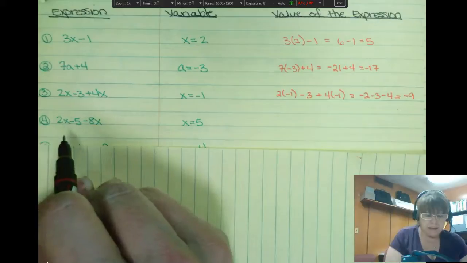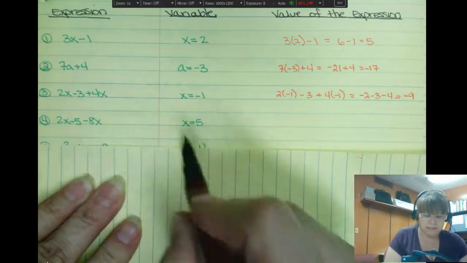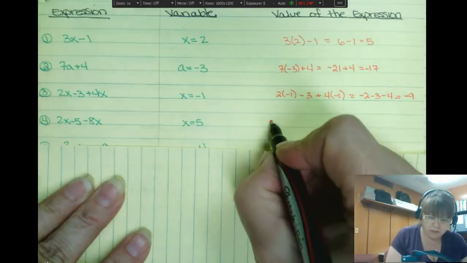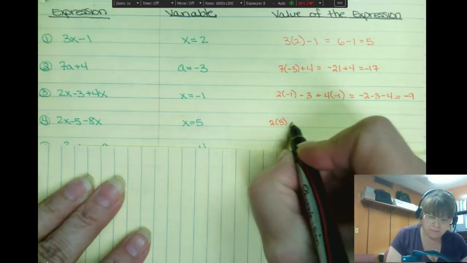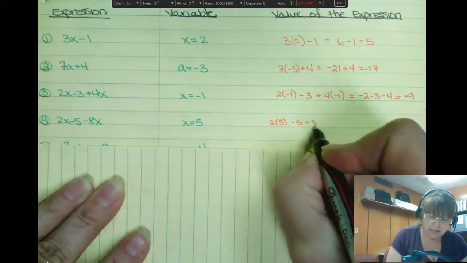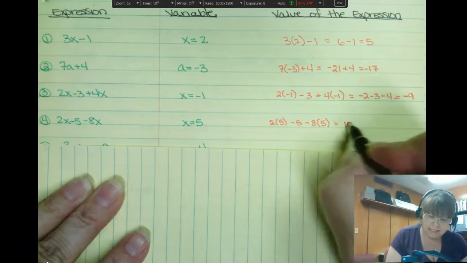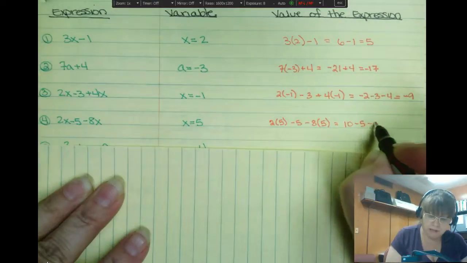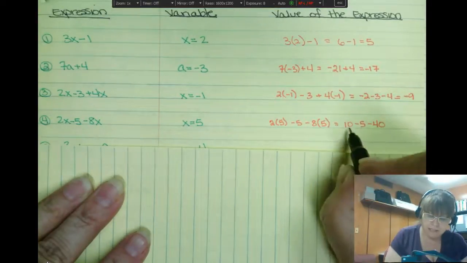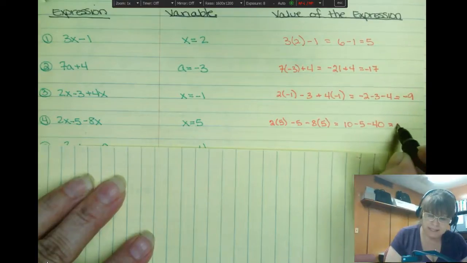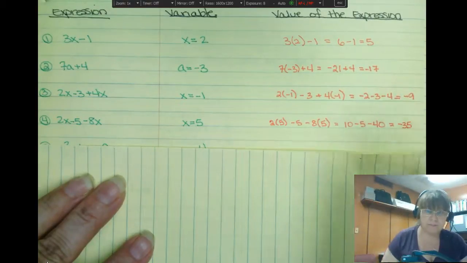2x minus 5 minus 8x. When x is 5, what will be the value? 2 times 5 minus 5 minus 8 times 5. 10 minus 5 minus 40. 10 minus 5 is 5, minus 40 is negative 35.